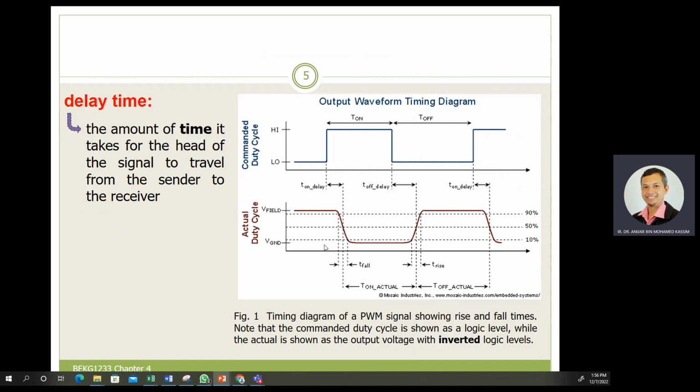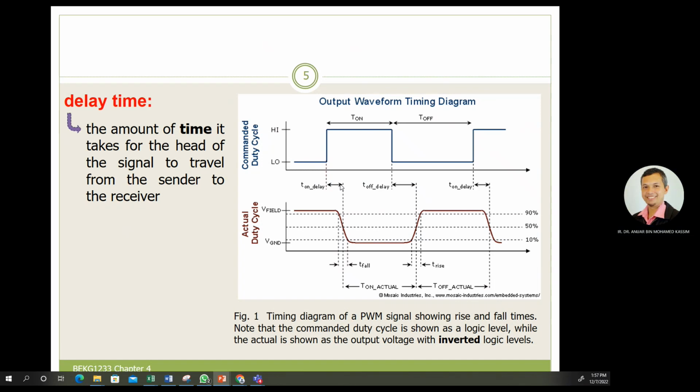Let me see what the delay time is. The delay time is the amount of time it takes for the head of the signal to travel from the sender to the receiver. For example, there is a command duty cycle which starts with this, and then from here there is a delay before the actual duty cycle is captured by the device. This is the commanded output waveform from the time diagram, and this is the actual duty cycle that has been transferred from the sender to the receiver. This we call the delay time.